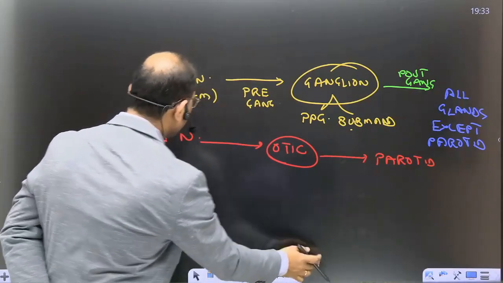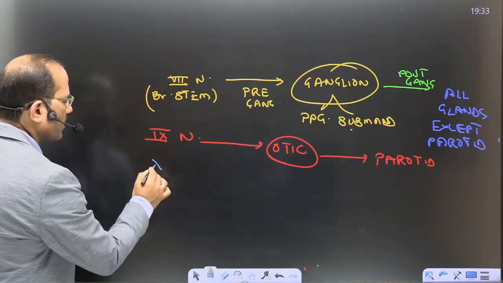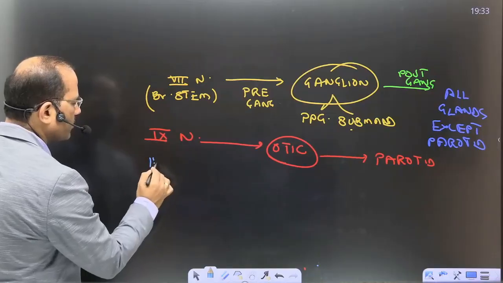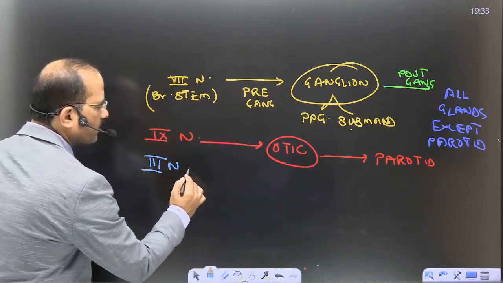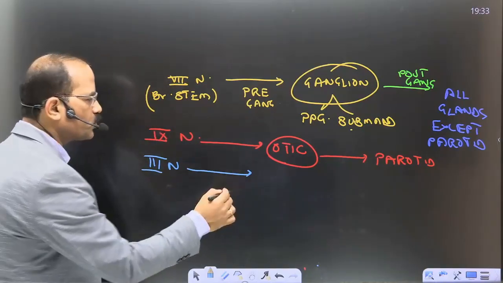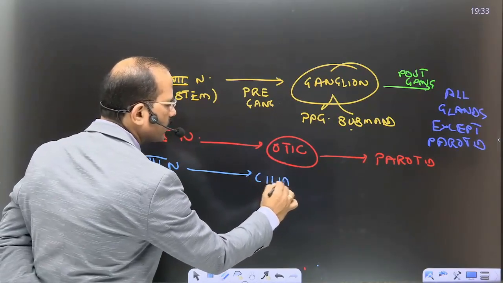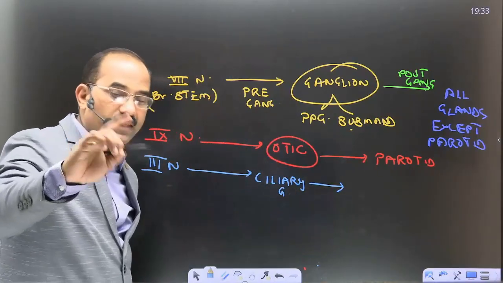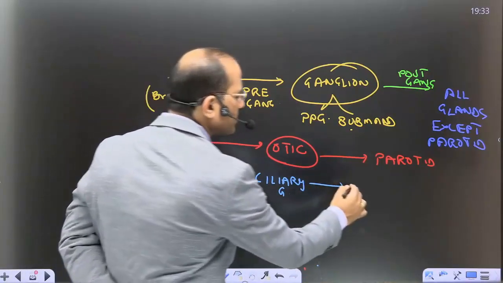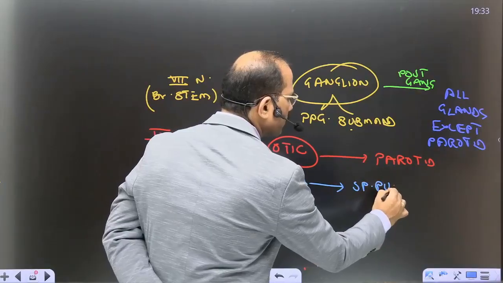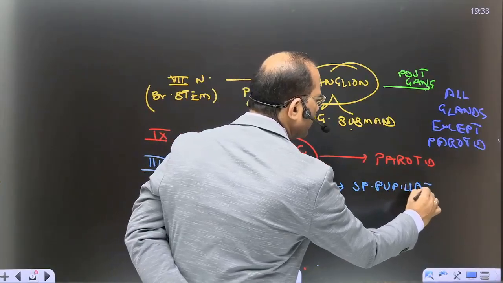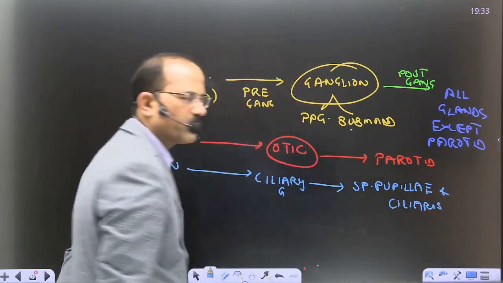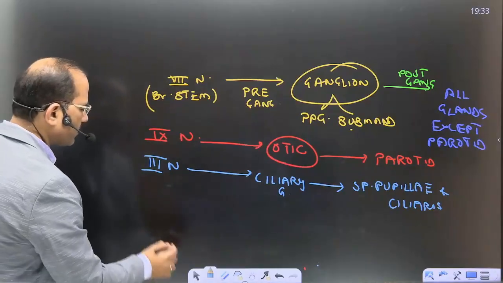Now coming to the next nerve. Or we will come to the third nerve. Third nerve begins in the brainstem. The preganglionic fibers come to a ganglion. What is the ganglion? Ciliary ganglion. The postganglionic fibers, no, it doesn't supply any glands, but it supplies two muscles. What is that? Sphincter pupillae and ciliaris muscle, right?